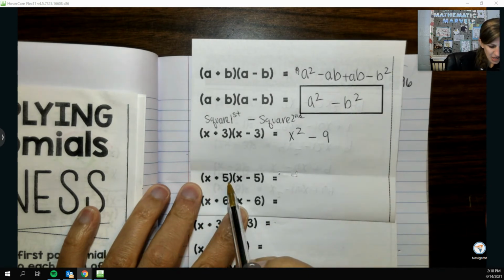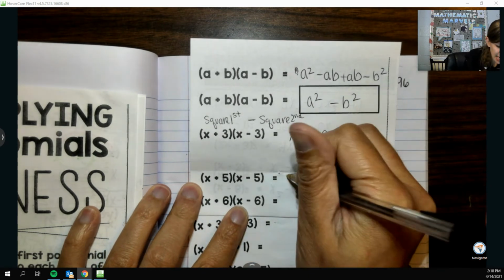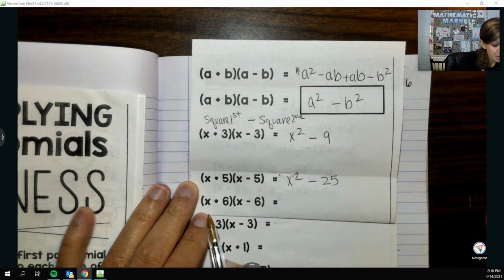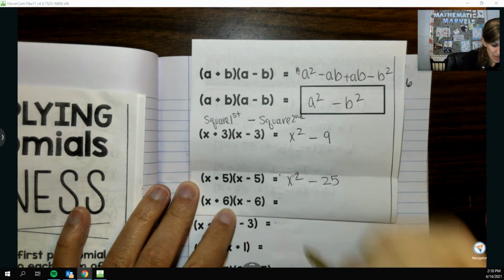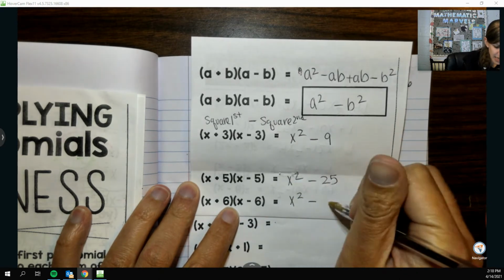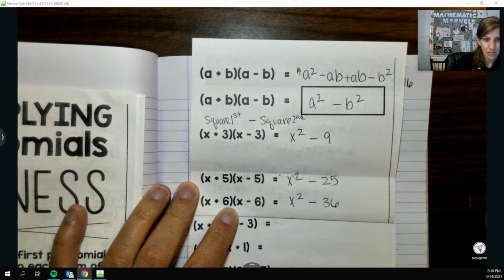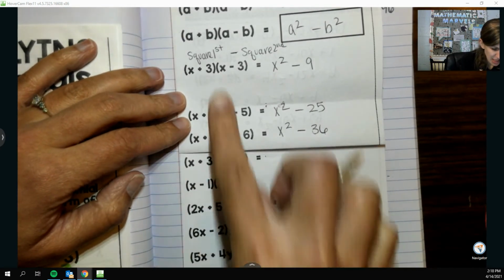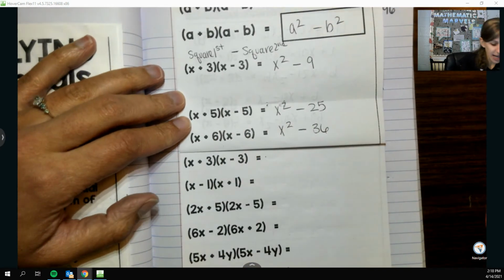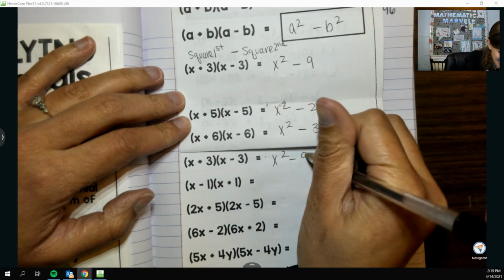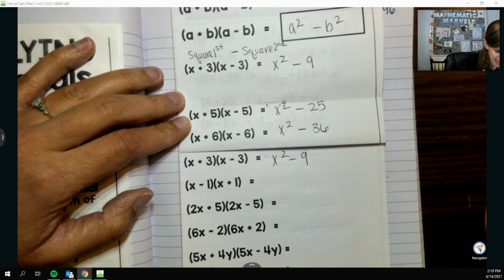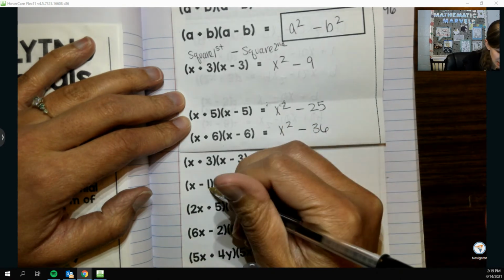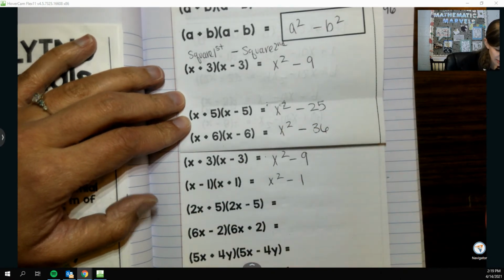Because I have the same two numbers, but one's a plus, one's a minus, I can square the first minus the square of the second. Because I have the same numbers, oh my gosh, that's the same as this one. I can square the first minus the square of the second. Same numbers, one's a minus, one's a plus, I square the first one minus I square the second one.